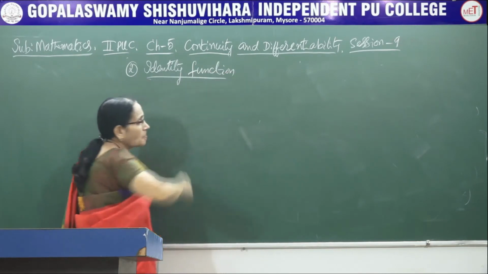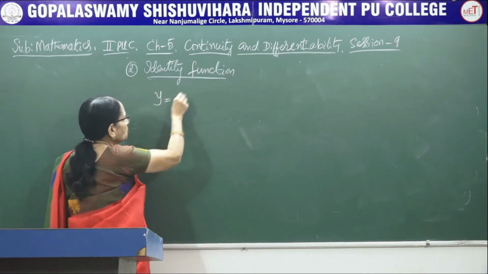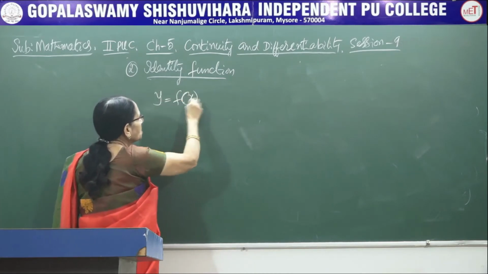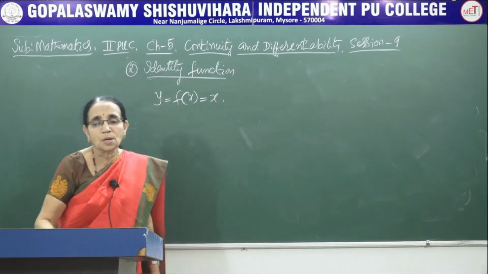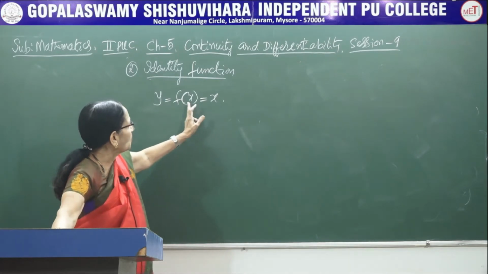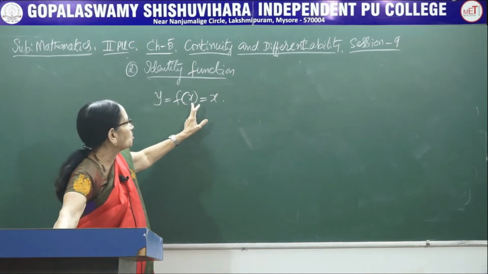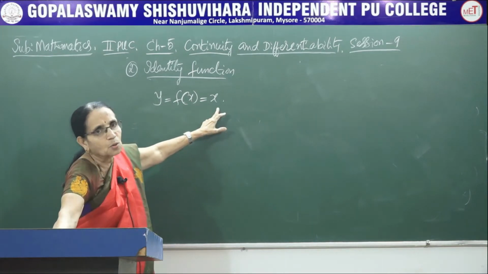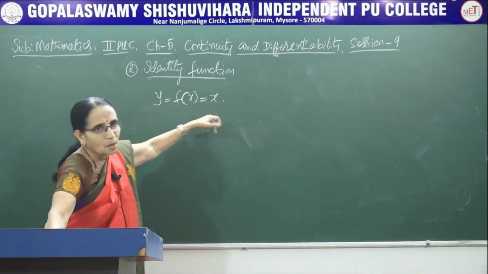Identity function. Even this you have studied. Now, how do you take the identity function? The definition is like this: y equal to f(x) equal to x. That is, you give values, say x is equal to 1, f(x) is equal to 1, x is equal to half, f of half is equal to half, like that. Whatever value you give, it would be equal to the value of y.